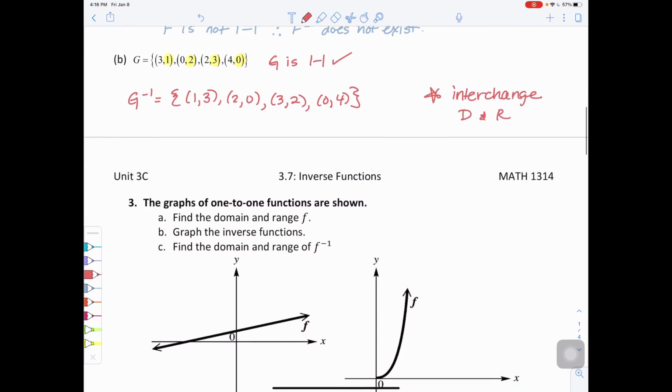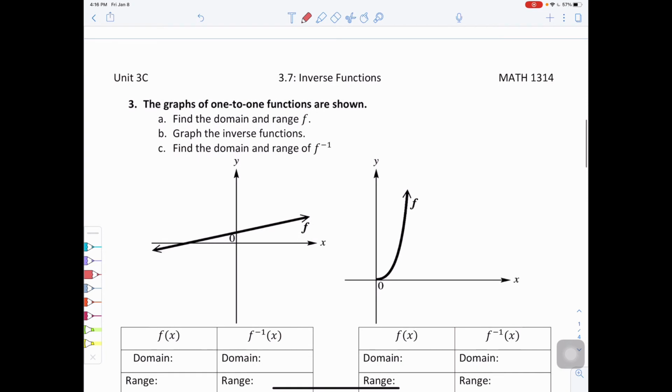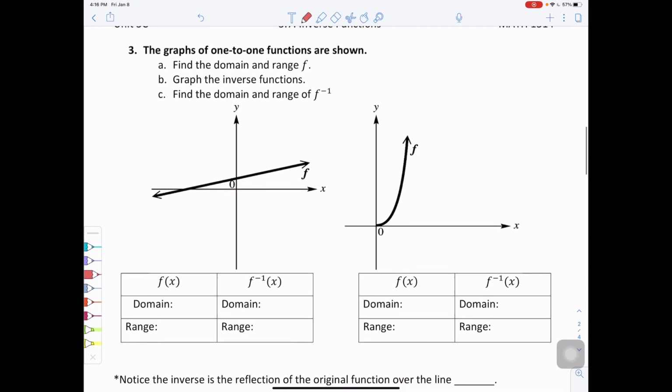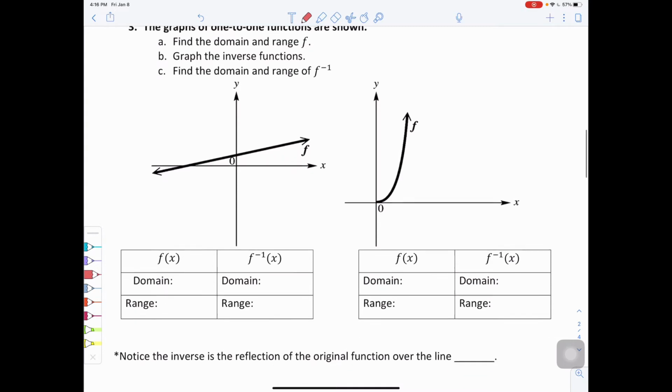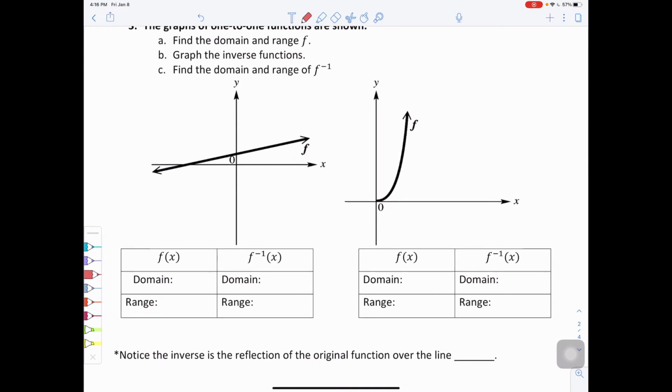Okay, let's go to 3.7. The graphs of one-to-one functions are shown. Find the domain and range of the function. Well, we can see right here we have a linear function. Our domain is all reals. Let me write that a little bit neater.